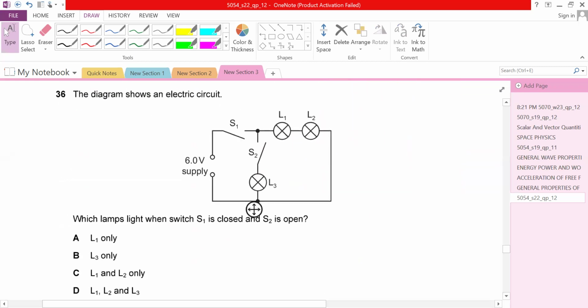36. The diagram shows an electric circuit. Which lamp lights when switch S is closed? This S is closed. So which lamp lights? Lamps 1 and 2. Lamp 3 doesn't light because switch S2 is open. Only 1 and 2.